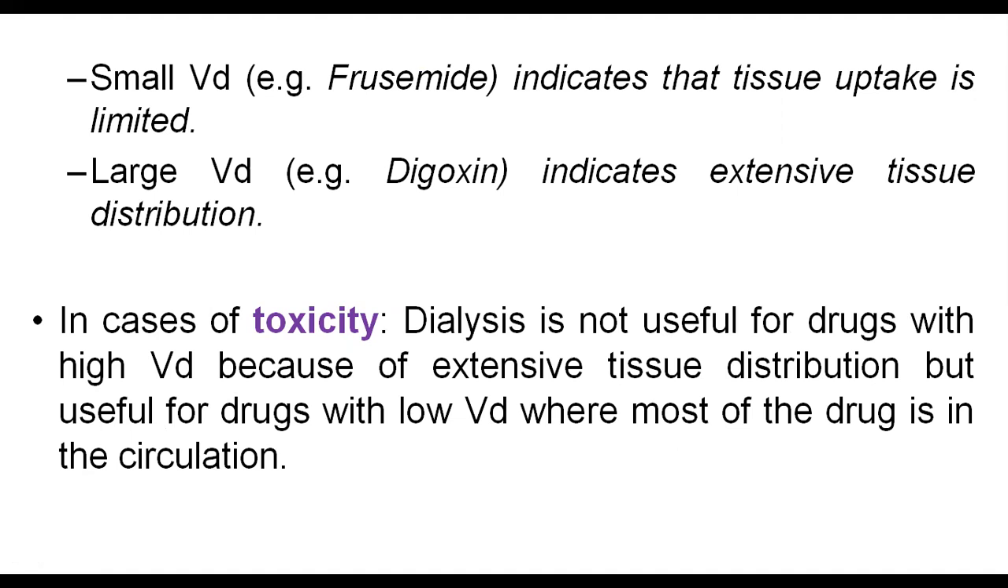If a person is intoxicated, for example, with digoxin, digoxin has a large volume of distribution. It means that much of the drug will go into the tissues. It won't remain in plasma. So even if you connect this patient to a dialysis machine, the amount of the drug that you filter out using the dialysis machine will be very little. Much of the drug has already left the plasma. It is in the tissues.